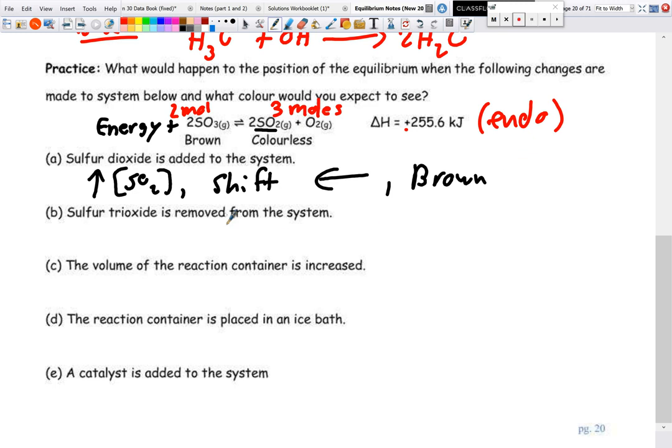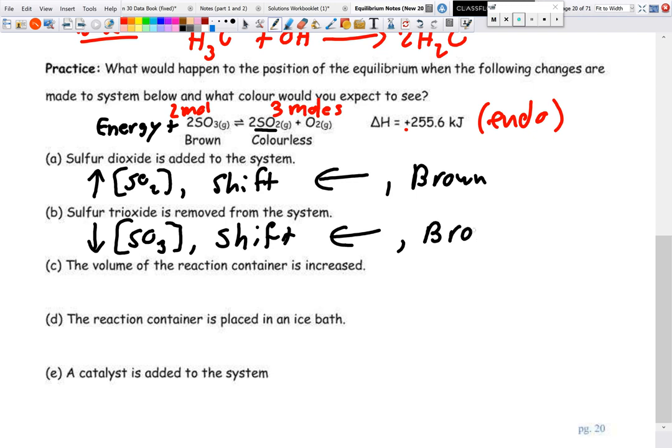Now sulfur trioxide is removed, so we decrease the concentration of SO3. It's going to shift to the same side, so that means shift towards the reactants. And same thing, we should see more of a brown color being produced. Now C, D, and E are 3 new ones that we haven't seen in our previous example. That's why I went over A and B really quickly there.